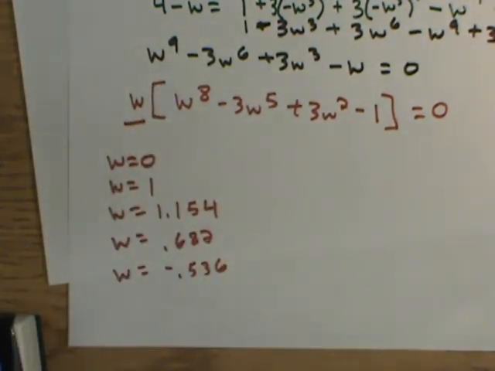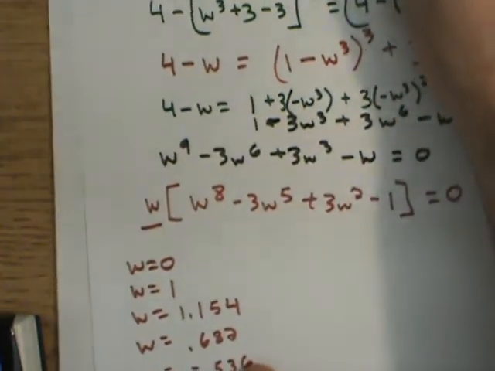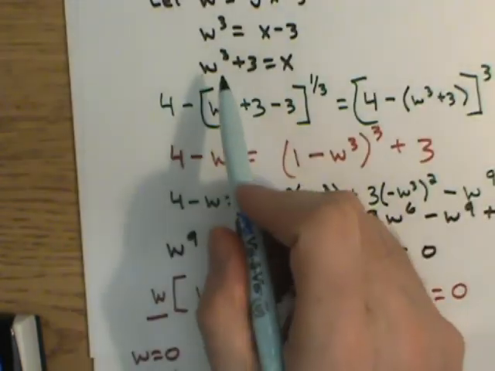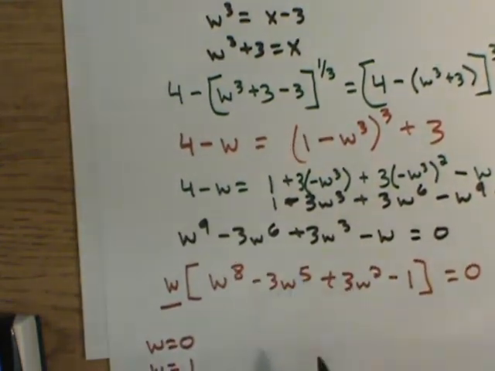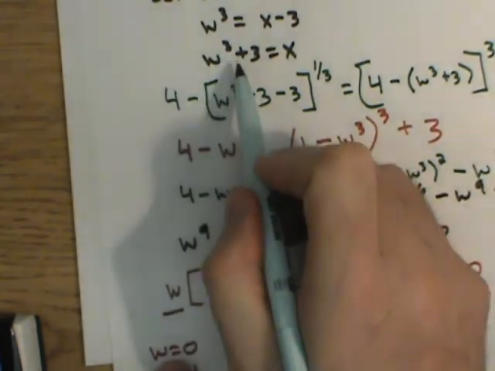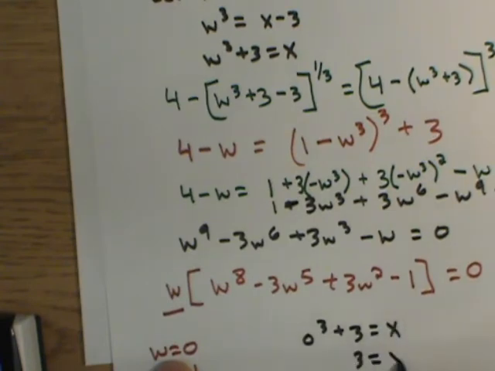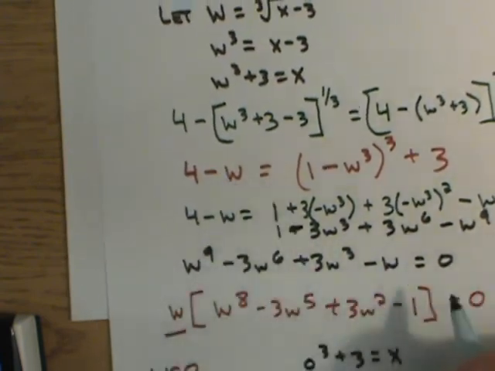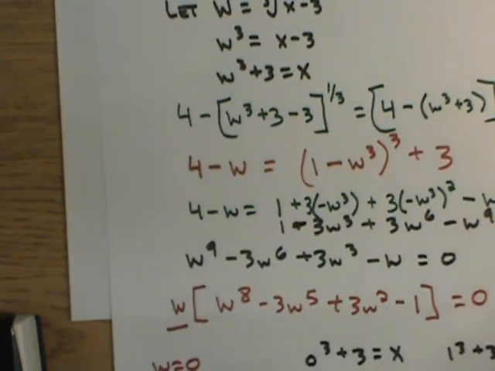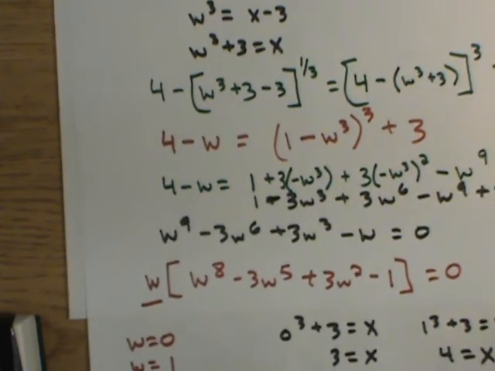And the last step would be for me to go back and plug all these w's in so I get x values. Now notice that when I solve this right here, I had w cubed plus 3 is equal to x. That's where I'm going to substitute all these in. And so the first one would be, I'm looking with this value, 0 cubed plus 3 is equal to x. So 3 is equal to x. There's one solution. The next solution, I'm going to plug a 1 in there. So I go 1 cubed plus 3 equals x. So 1 plus 3 is 4. 4 is equal to x.